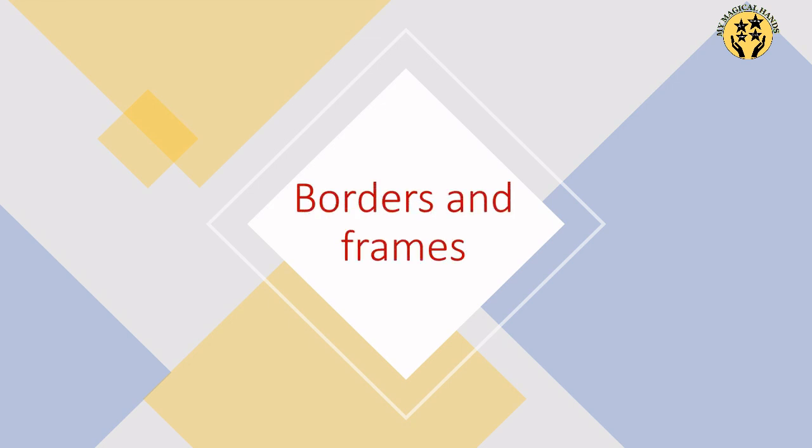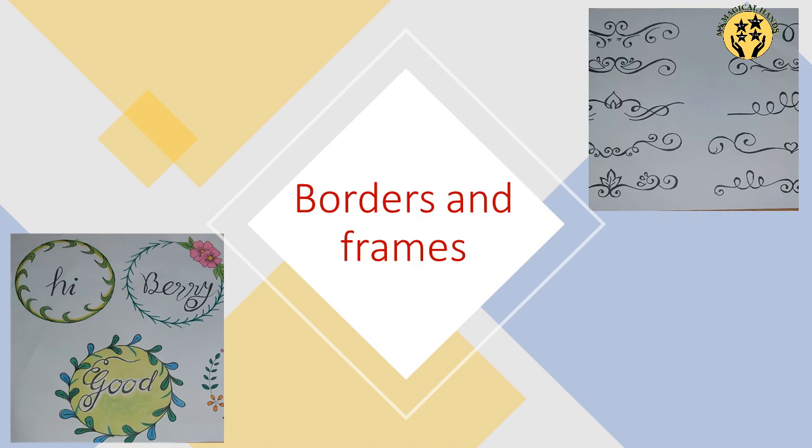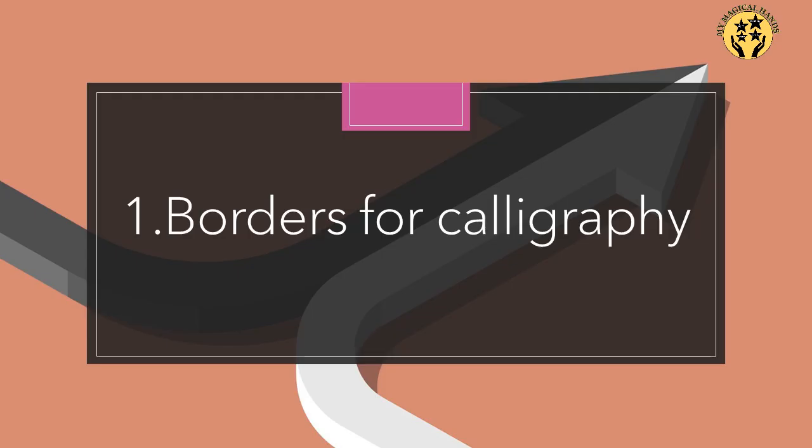Today we are going to see how to make borders and frames for calligraphic projects. First one is borders. Borders we can use anywhere, four corners or four sides or up and down. Any area we can use borders.